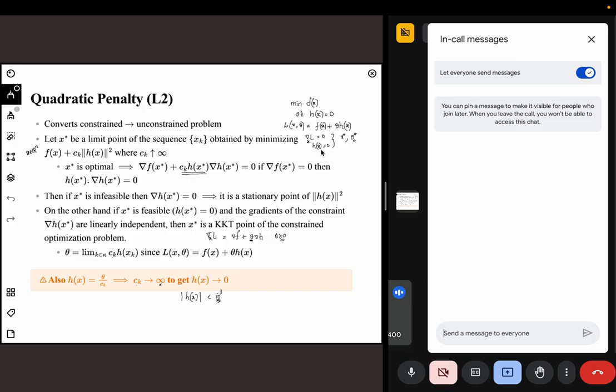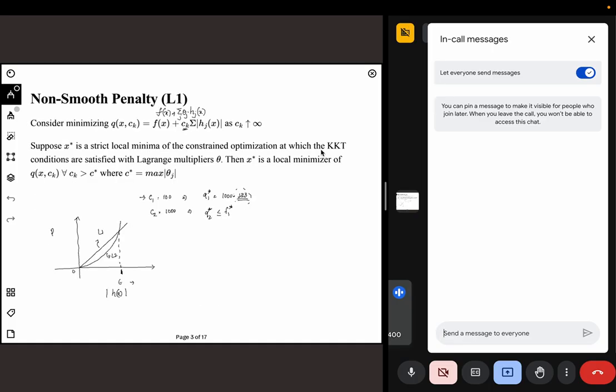But then that value of ck is usually very high, which you do not know beforehand. So we have to keep iterating, like we have to start with a high value and keep increasing it till we reach the desired tolerance limit of h of x. So to overcome this slightly, the next method is when you can use an L1 method.